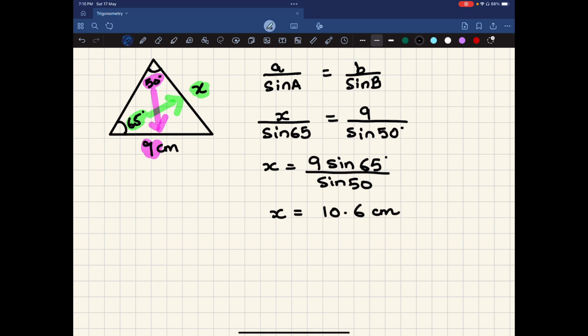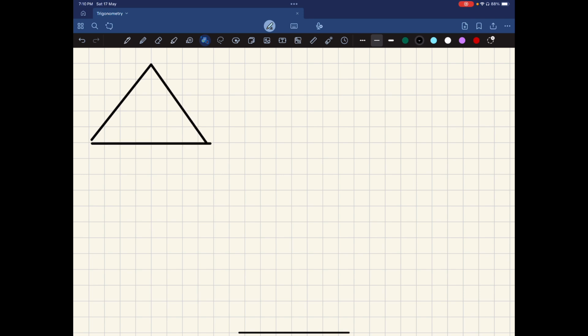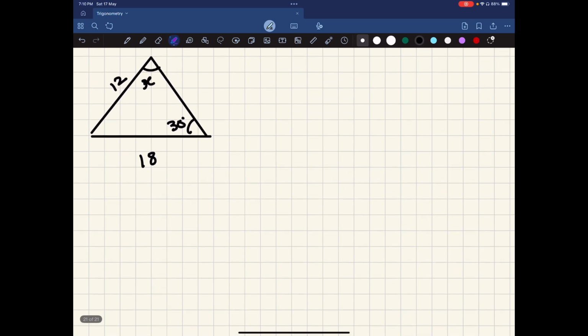Okay, now let's do an example where we are required to find the angle. Okay, so this is 12, this is 18, this is X, and this is 30. Okay, and you have to find the value of X. The first thing to check is whether it is a non-right angle triangle or a right angle triangle. Since it is a non-right angle triangle, we're going to apply the sine rule. Let's figure out the angle side pairs. So this angle X is partners with this side 18 centimeters. Angle 30 is partners with 12 centimeters.